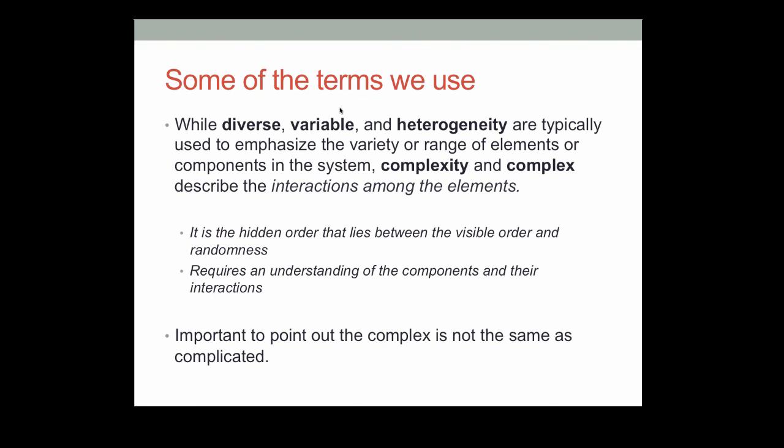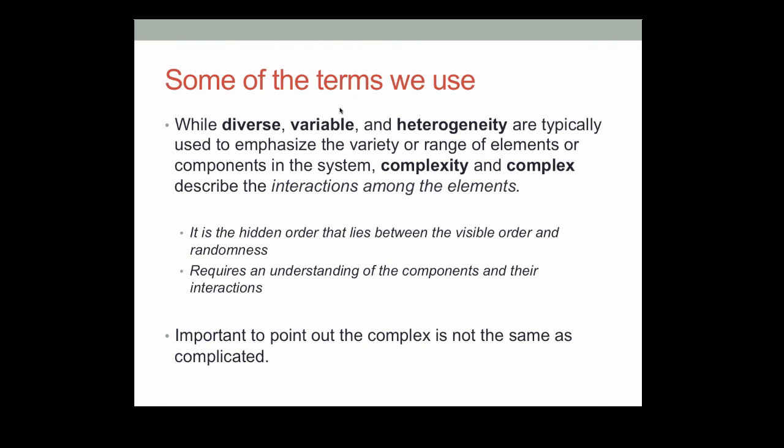So a little more about these terms. While diverse, variable, and heterogeneity are all going to be used to emphasize the variety or range of elements or components in the system, such as snags or trees or environments or soil texture. I mean, we could look at a variety of these different elements. If you go back to that slide that I showed that describes a complex system, when we take those ideas and that variety of a range of elements that we're describing in those ecosystems, we can also then think about the terms complex or complexity to really describe the interactions among the elements.